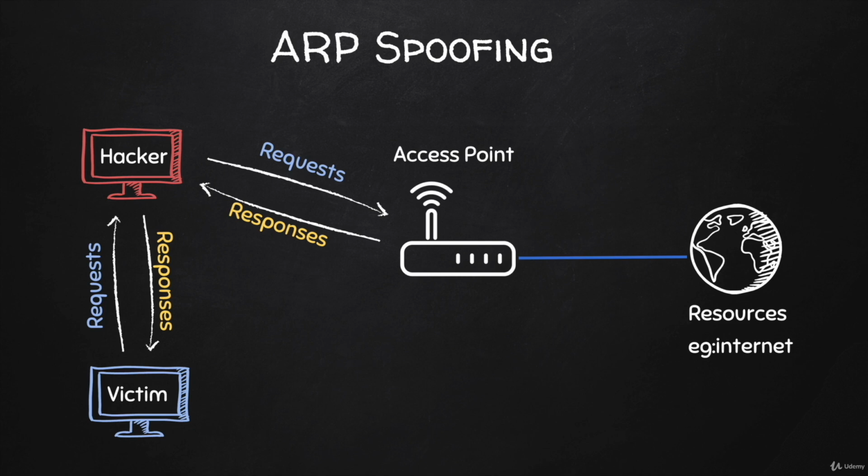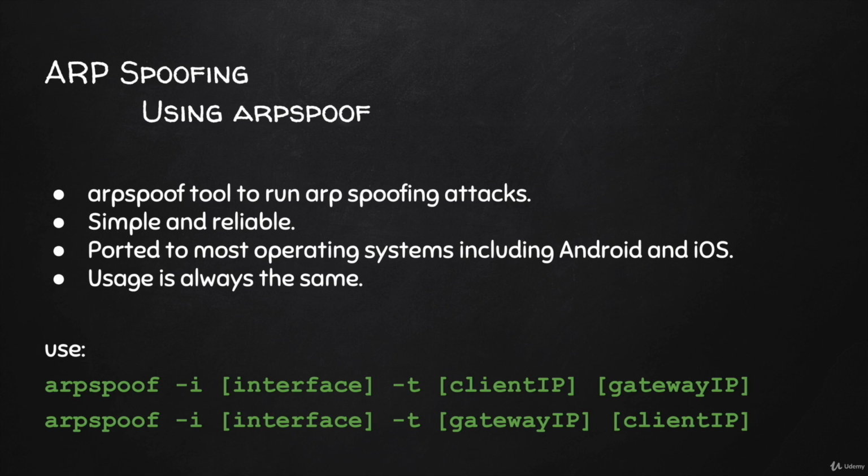You can even build your own tool, and I covered this in my Python programming course. But in this lecture, I want to show you how to use a very simple yet reliable tool called ARP Spoof. Then, in the next lectures, we'll use a tool called BetterCap because it has more features. Basically, the main reason I want to cover ARP Spoof in this lecture is that it is a very simple tool, but it's very reliable. It's also ported to many operating systems, including iOS and Android.